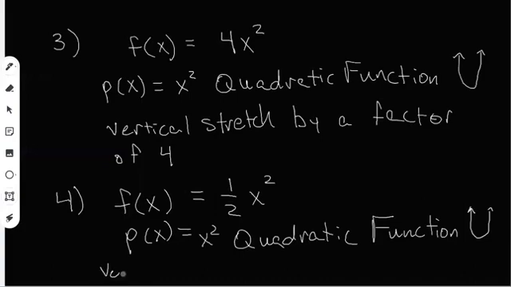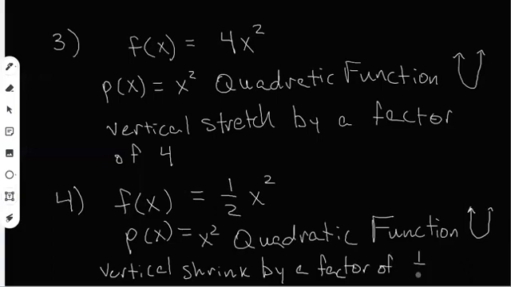That would be a vertical shrink by a factor of 1/2. So what would that look like? Imagine taking f of x equals x squared, this parent function right here, and you're grabbing it and shrinking it vertically. So you're not stretching it, you are in fact compressing it. Let's see what that would look like.